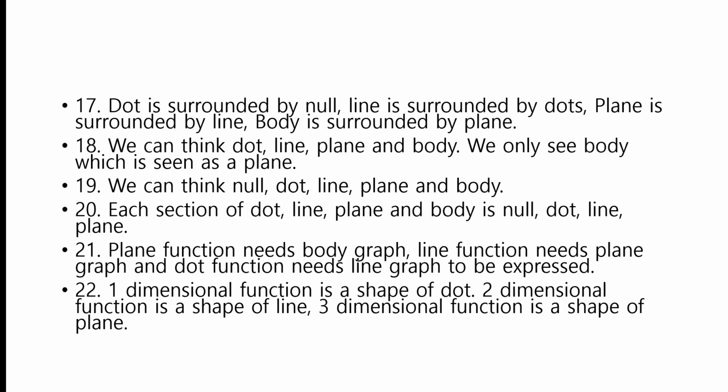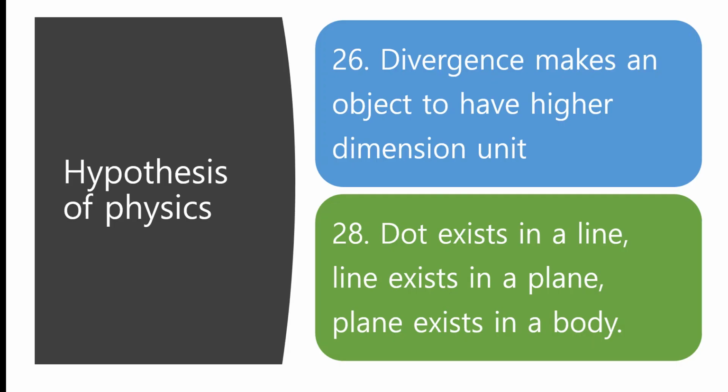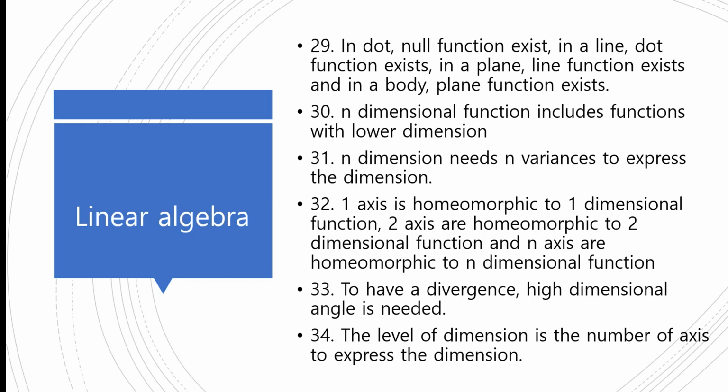2-dimensional function is the shape of line. 3-dimensional function is the shape of plane. Quantum mechanics says in lower dimension, higher dimensional object is seen as an object with divergence. Hypothesis of physics says divergence makes an object have a higher dimension unit. Dot exists in a line exists in a plane exists in a body. Linear algebra says in a dot null function exists, in a line dot function exists, in a plane line function exists, in a body plane function exists.